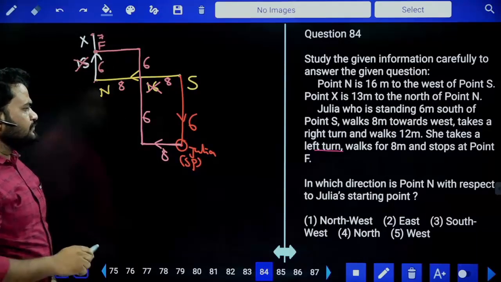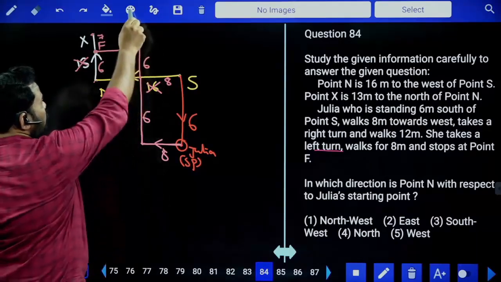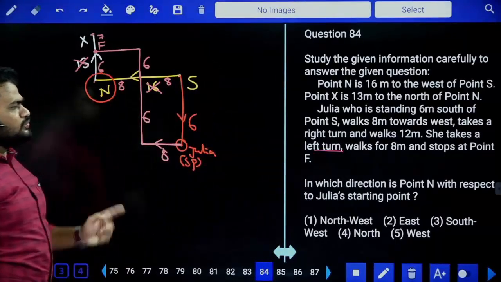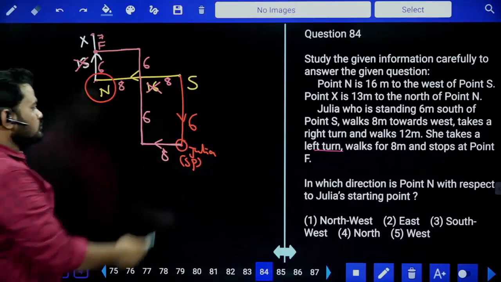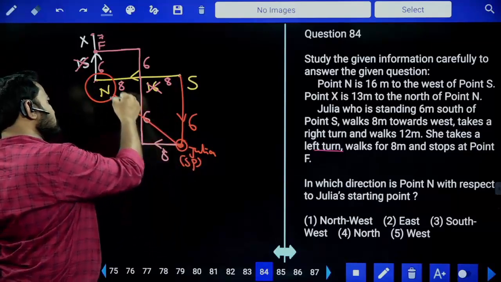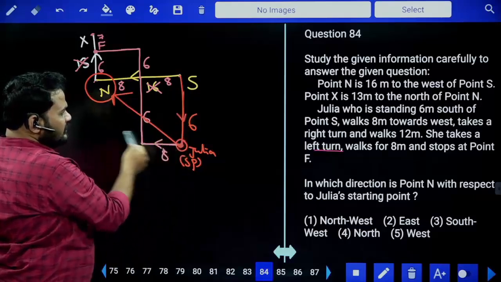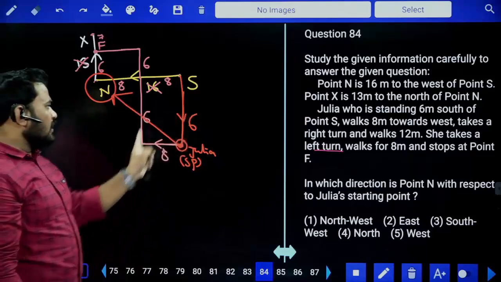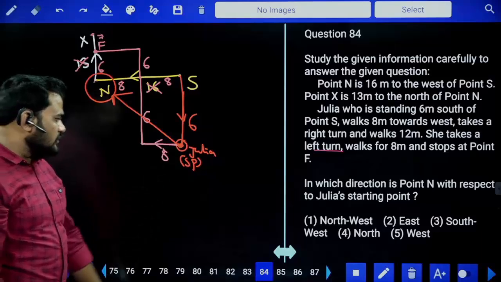Then the question is, in which direction is point N? They are asking about point N, with respect to Julia's starting point. So this is only Julia's starting point. With respect to Julia's starting point, this is the direction that we need to calculate. This is the north direction and this is the west direction, but the line lies between north and west. Since the line goes between north and west, that is called northwest. Option number 1.